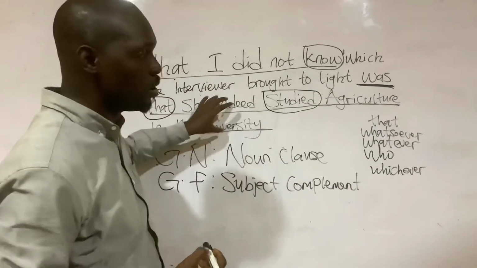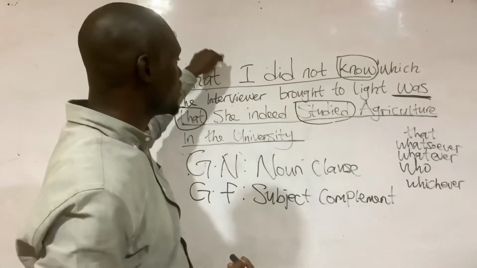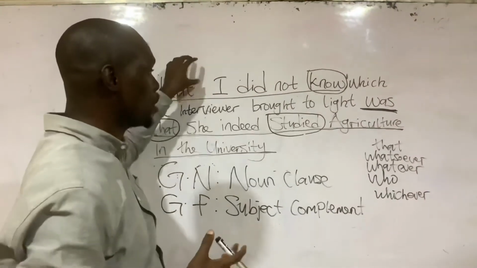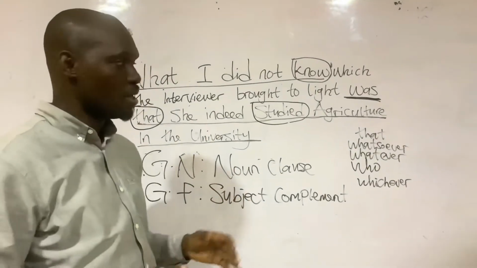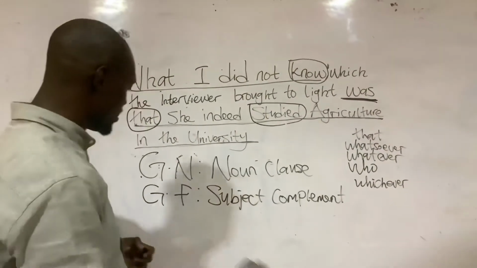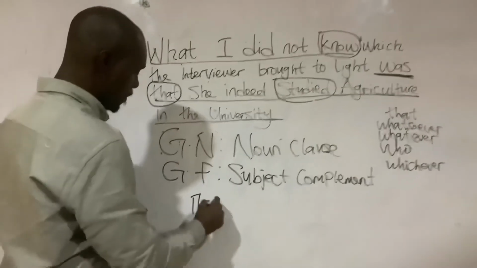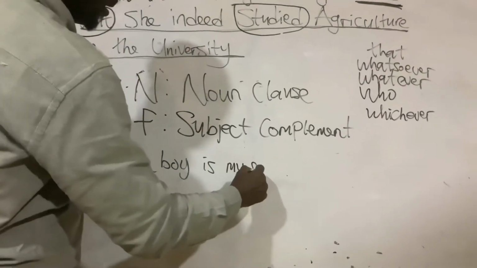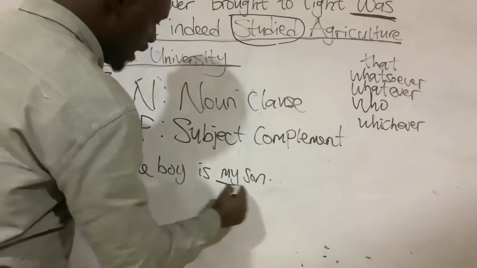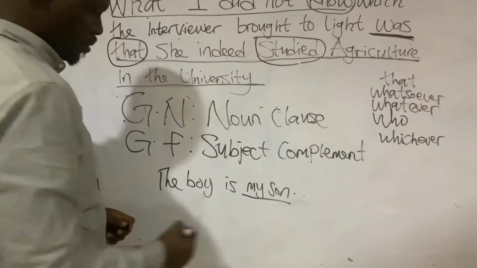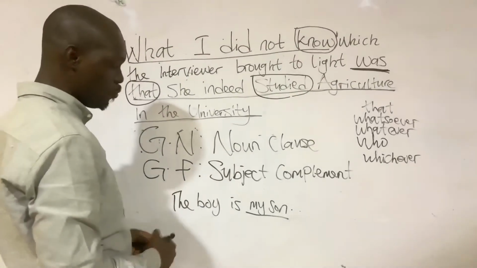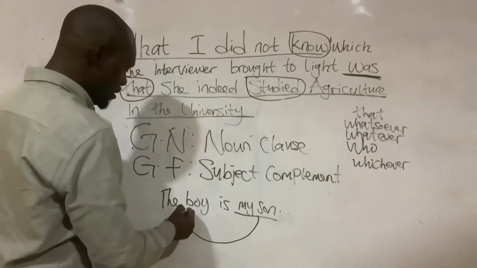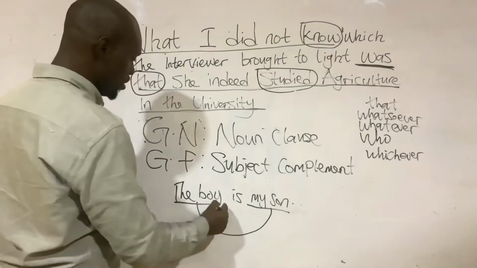So this expression is making a reference to what? To the subject of the sentence. Don't forget, a complement makes reference to the word subject or the word object. Another good example is this. The boy is my son. If I underline this, it is a noun phrase, the grammatical name. But what about the function? It's a subject complement. Why is it a subject complement? It makes reference to the boy, which is the subject of the sentence.